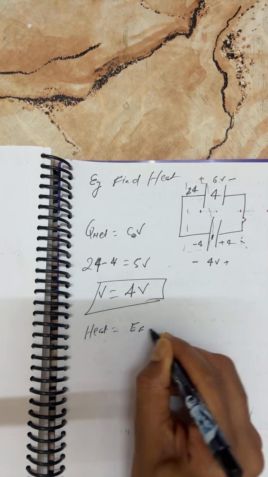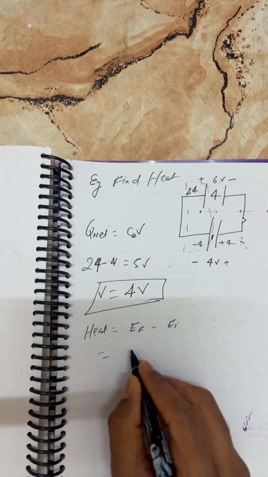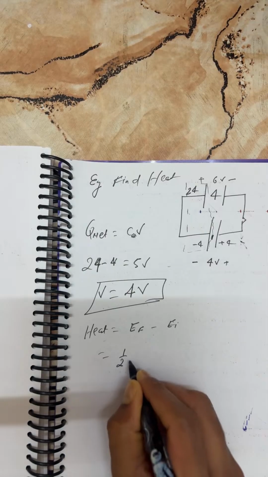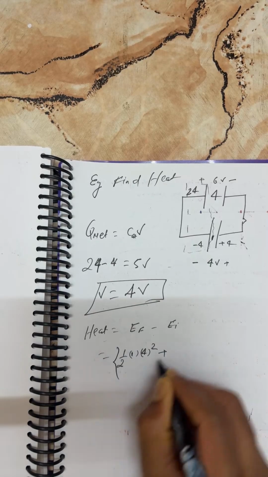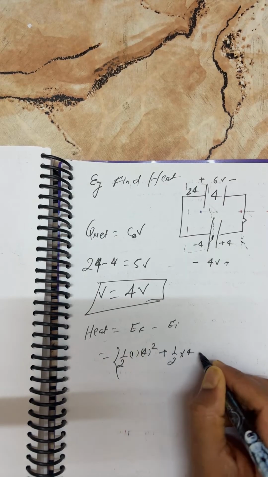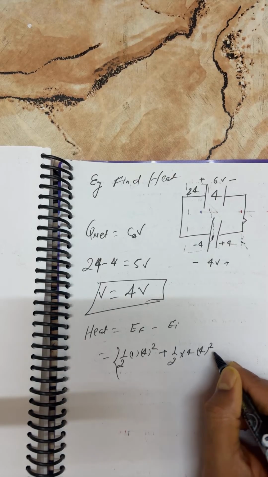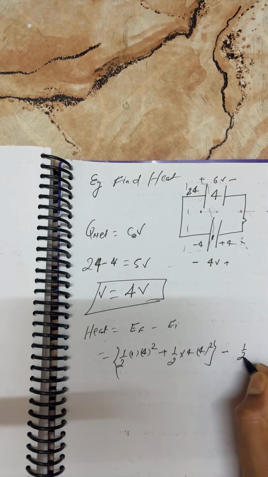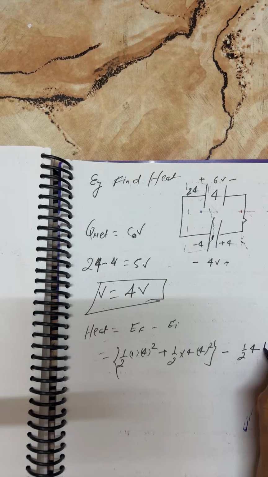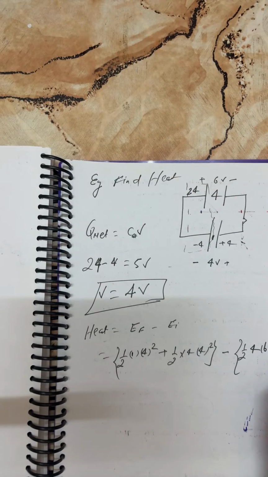Heat, you can say, is energy final minus energy initial. What is the energy final here? Half into 1 into 4 whole square plus half into 4 into 4 whole square. Energy final minus energy initial, half CV square: half into 4 into 6 whole square plus half into 1 into 16. 4 fours are 16. This is the condition.